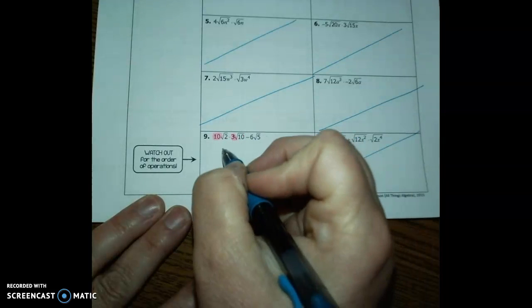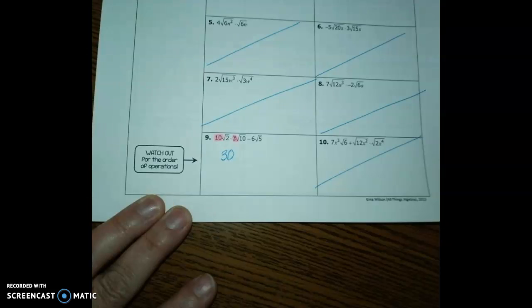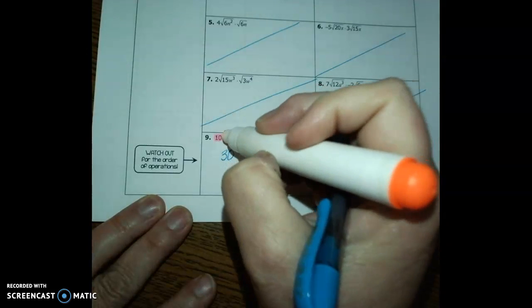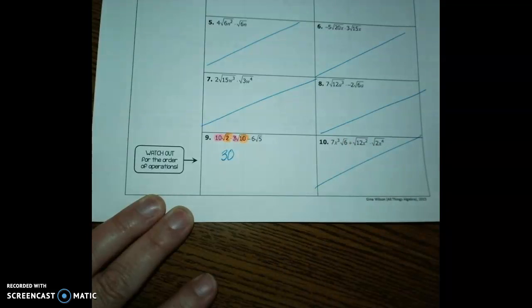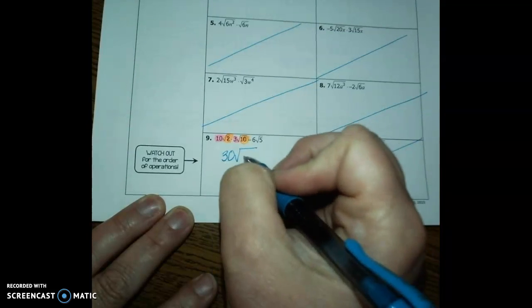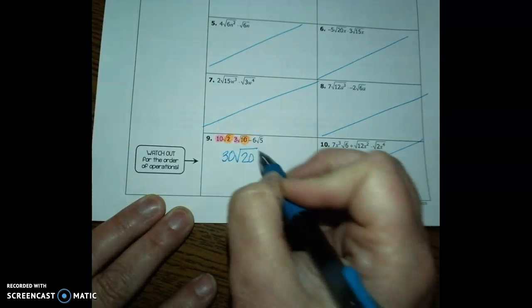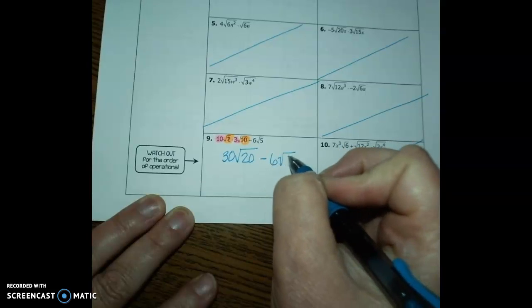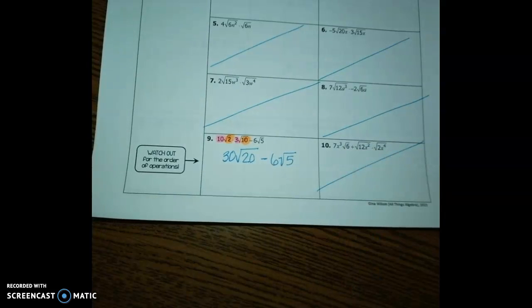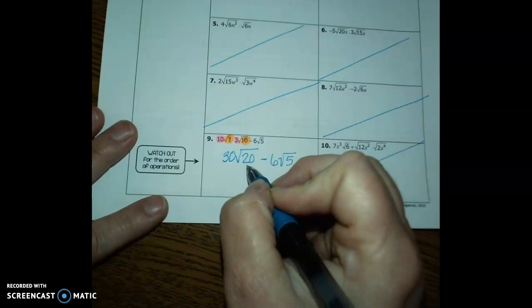So we have 10 times 3, which is 30. We have our radicand times our radicand, which will be the square root of 20. And we need to be subtracting off 6 root 5. So now we're down to addition and subtraction like we were doing last week. What we need to do is make sure to see if these will simplify any and see if we can combine them, make them into like terms and combine them.